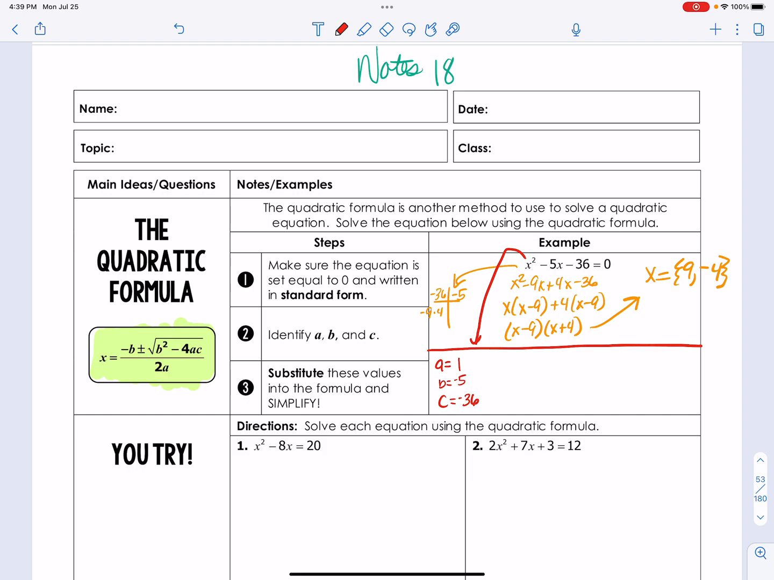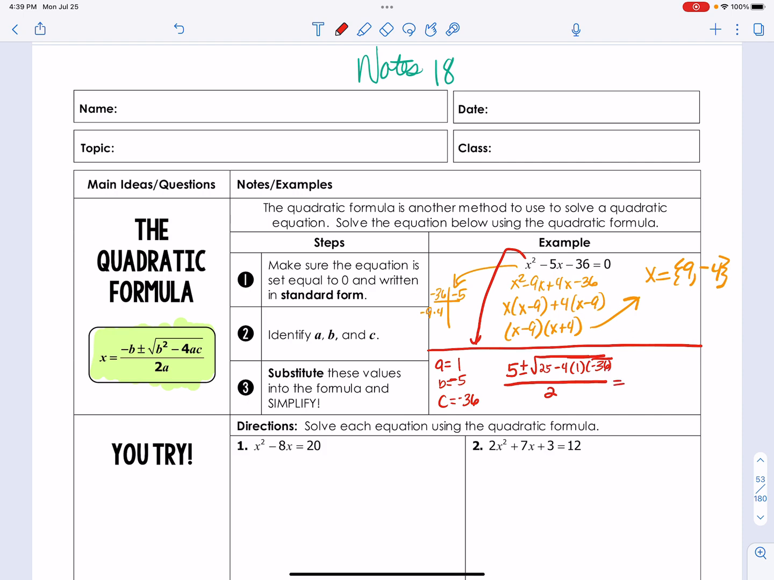You have a negative B, so a negative of a negative 5, right, is going to be 5, plus or minus the square root of 5. Negative 5 squared is 25. I just do this out. Minus 4 times A times C. And if you remember, we did that for AC just a couple notes ago to figure out how many solutions, all over 2A. So that's 2.